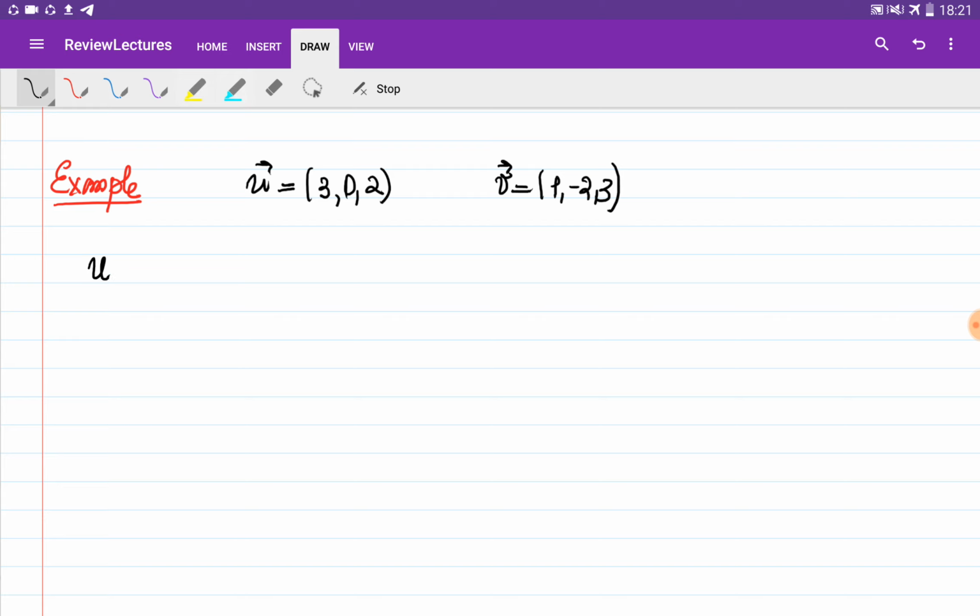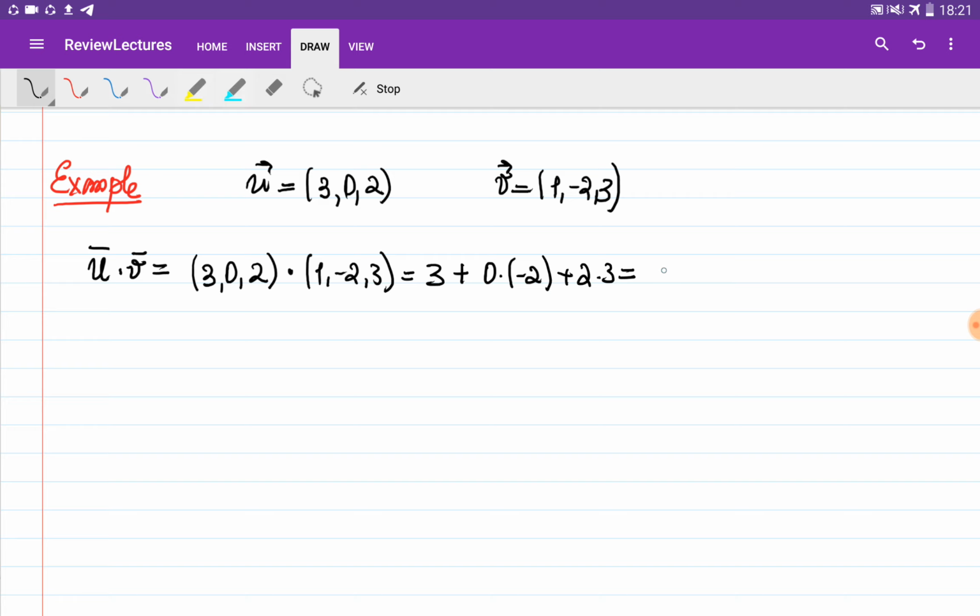So u dot v is going to be equal to (3, 0, 2) multiplied by (1, minus t, 3). This is going to be equal to 3 plus 0 multiplied by minus t, plus 2 multiplied by 3, which is going to be equal to 3 plus 6, which is 9.